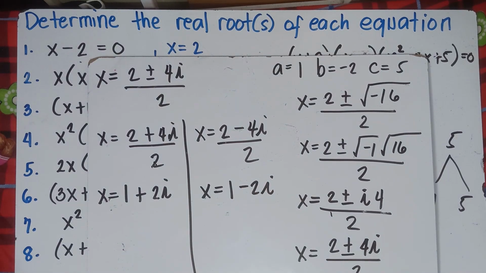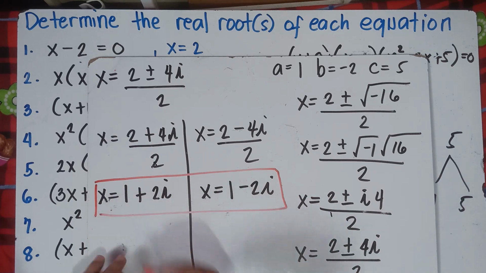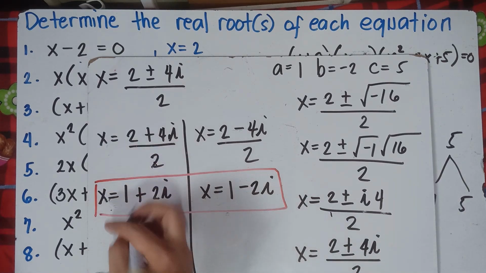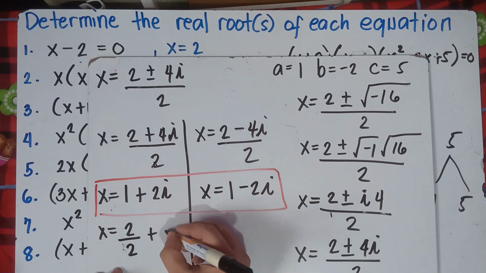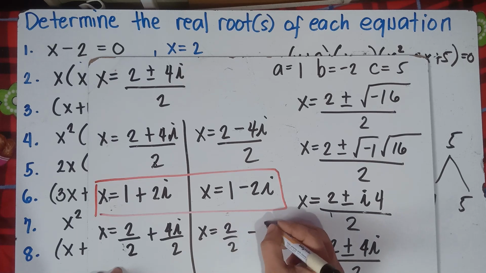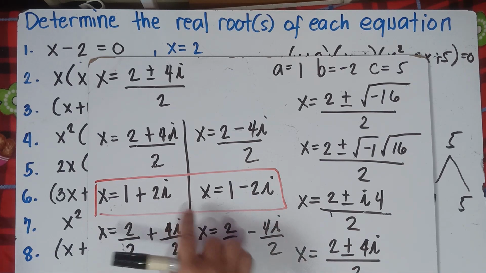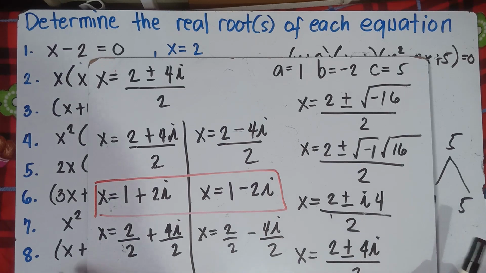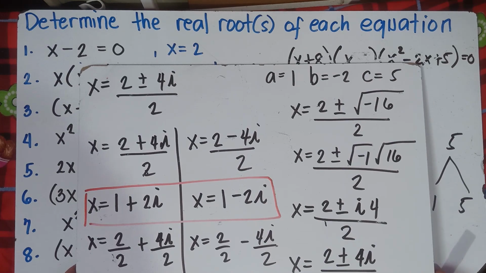Alright, so those are the roots, class, of this quadratic equation. Do not be confused why I get this one. This is 2, so x equals 2 over 2 plus 4i over 2. Same with this one, x equals 2 over 2 minus 4i over 2. Then 2 divided by 2 is 1, and 4 divided by 2 is 2i. 2 divided by 2 is 1, and negative 4 divided by 2 is negative 2i. So this will be our roots for the quadratic equation for number 8: x equals 1 plus 2i and x equals 1 minus 2i.